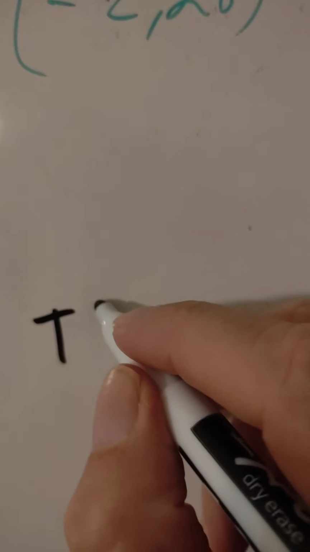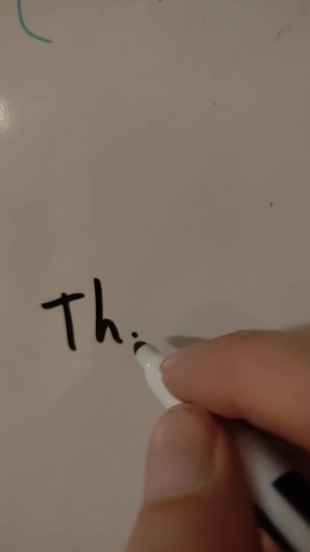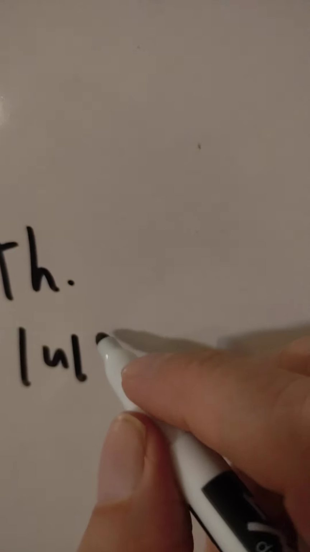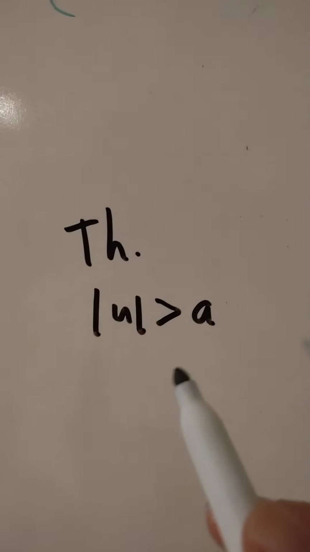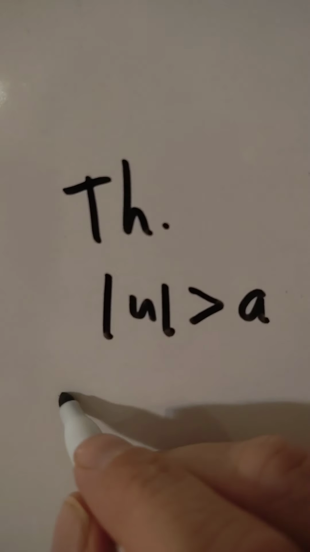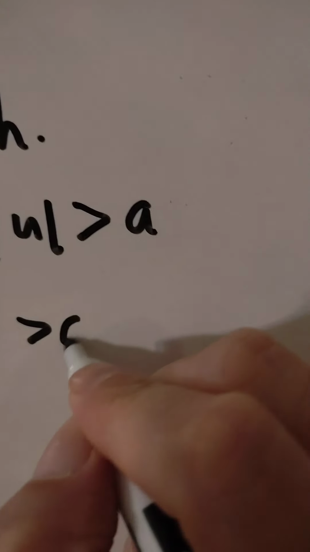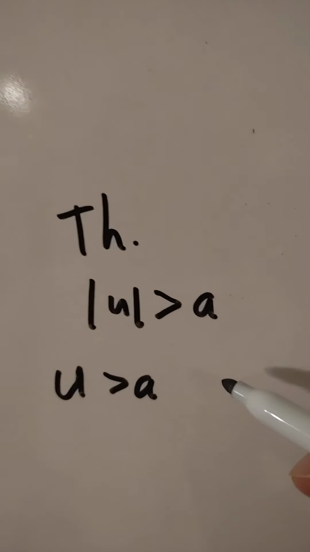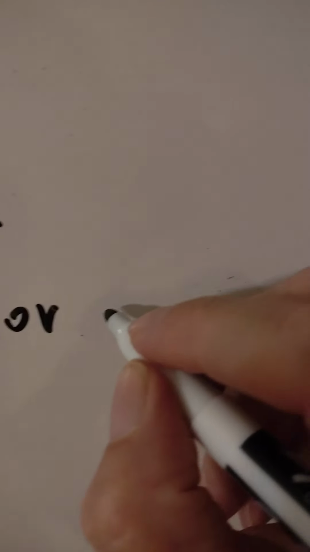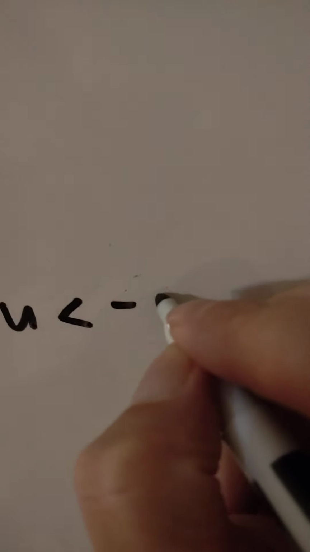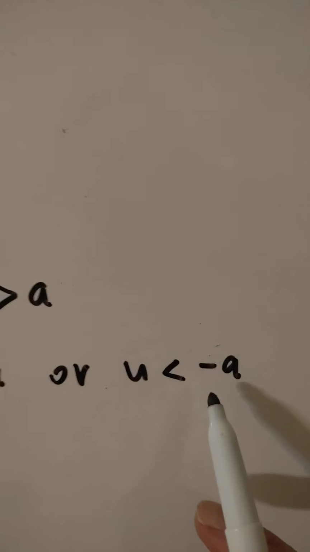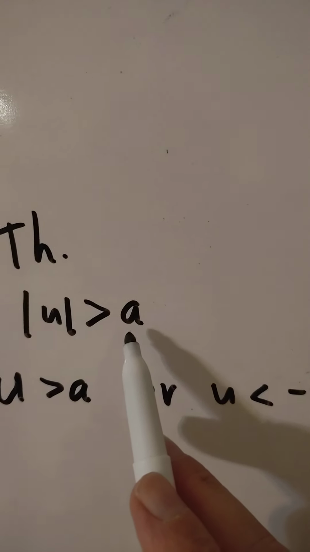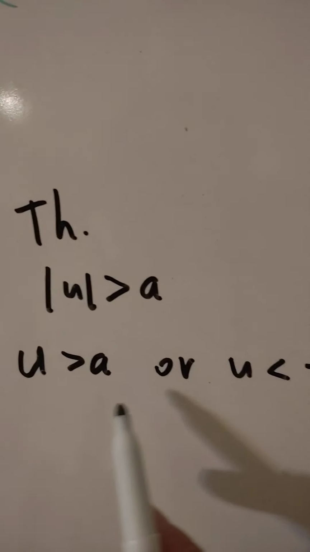Theorem. Let's write TH for theorem. And it's going to be this. If the absolute value of some expression, we'll call it u, is greater than some number, which I'll call the variable a, this is how you handle it. So you write, u is greater than a. So notice how similar that is to the original problem, except you lose the bars. Or, says the theorem, u is less than -a. So notice then for that other part, you switch the inequality sign and you multiply that number by -1. So that's the theorem. That's your template.